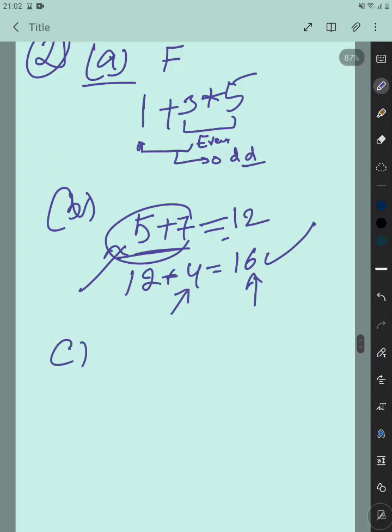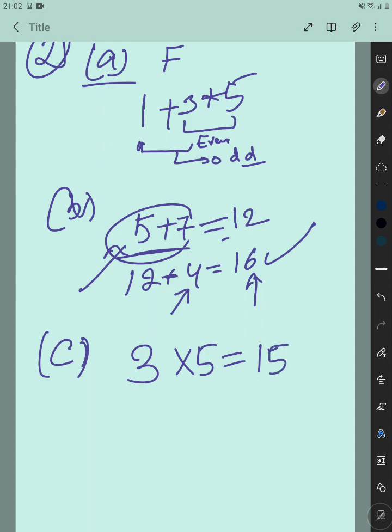And c is, the product of three odd numbers is an odd number. So this is true. Take any odd numbers, for example 3 and 5. The product will also be an odd number.